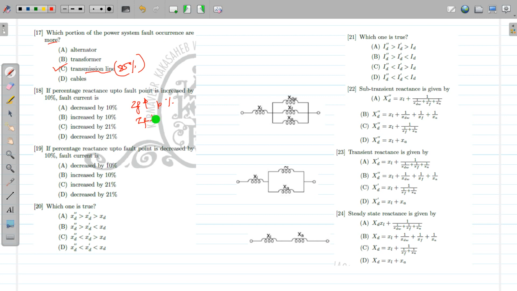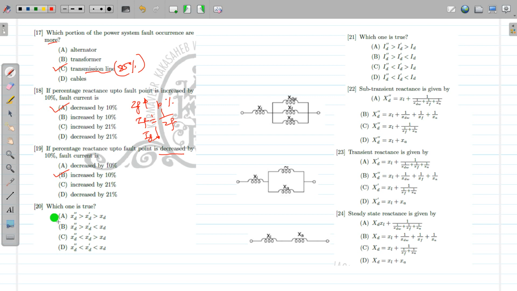So we know that IF is equal to 1 upon ZF. If the impedance is increased by 10%, your fault current also decreases by 10%. If the fault reactance is decreased by 10%, then the fault current will increase by 10%. Which one is true?